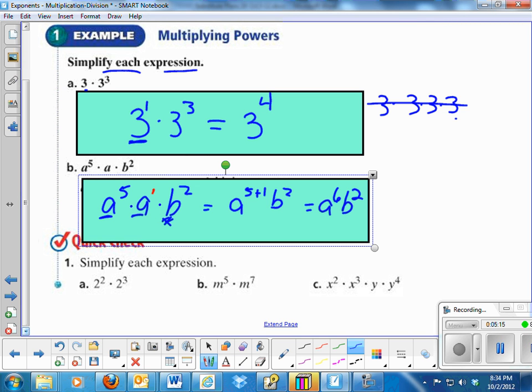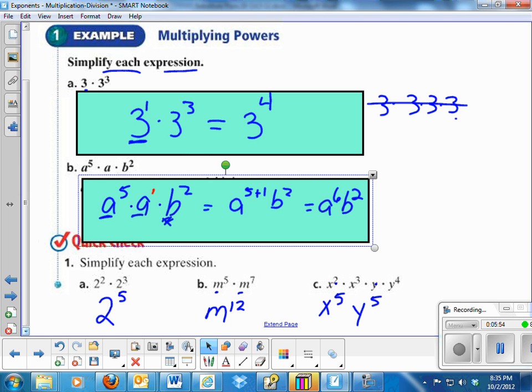2 to the second power times 2 to the third power. Let's use our rule. Our base is the same, so we have a base of 2, and we have exponents that we can add together, so that's 2 to the fifth power. Second one, we have the same base for each one, that's m. 5 plus 7, m to the 12th power. And this last one gets a little bit more complicated. We've got a couple x's and a couple of y's here. Remember, we can only combine like bases, so we've got x to the 2 plus 3 power, or x to the 5th power, and y to the 1 plus 4 power, that's y to the 5th power. Hopefully all of you were successful in completing those exercises.